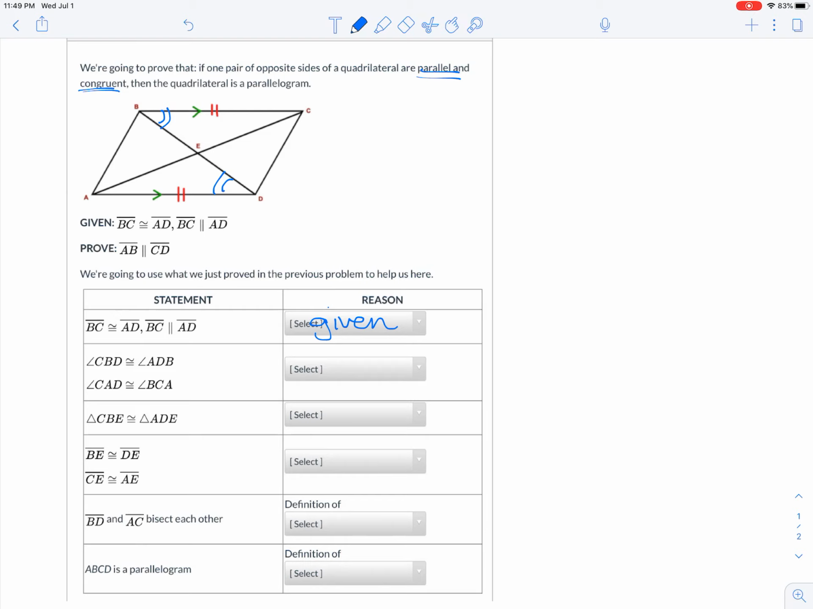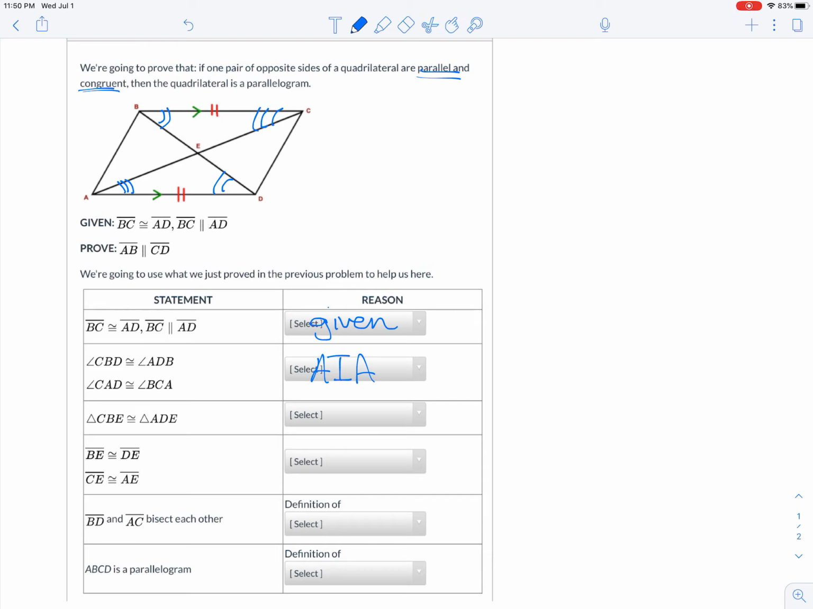Also CAD. Parallel lines are cut by this transversal now. You see it? Now it's this Z. Alternate interior angles are congruent. That would be that set and that set. Got a triangle congruent statement.